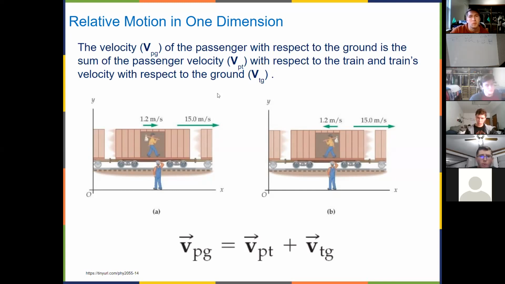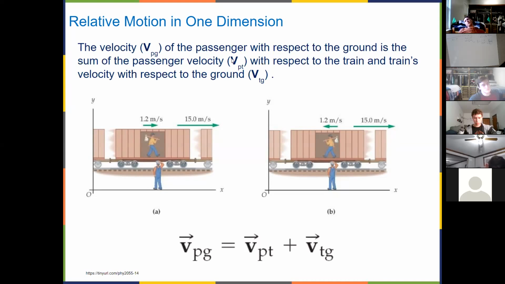You can then write your velocity as a vector, v of person with respect to the train. So v of p relative to t. It might be easier to measure your velocity relative to the train, and then the train's velocity with respect to the ground. But what's your velocity with respect to the ground? The velocity v p g, meaning passenger or person with respect to ground.